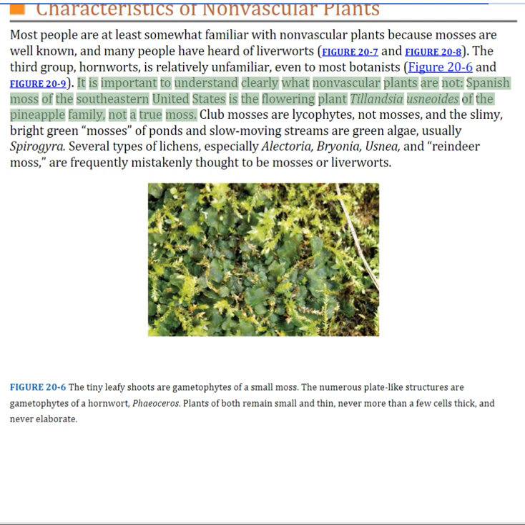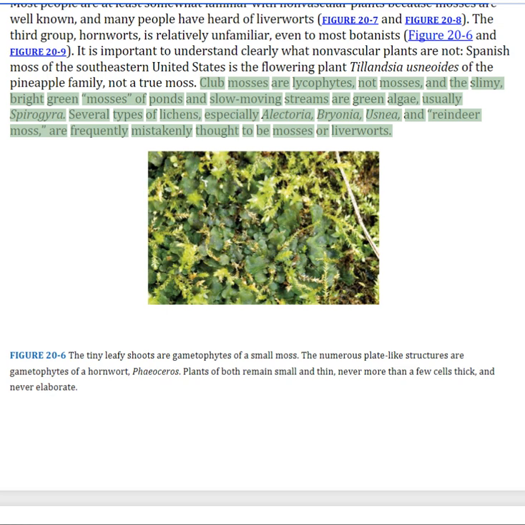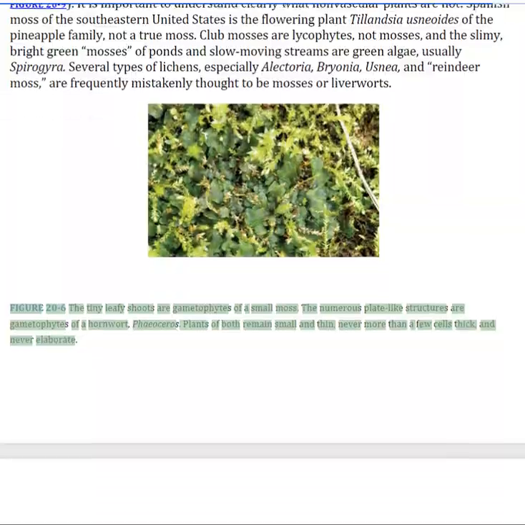Spanish moss of the southeastern United States is the flowering plant Tillandsia usneoides of the pineapple family, not a true moss. Club mosses are lycophytes, not mosses, and the slimy, bright green mosses of ponds and slow-moving streams are green algae, usually Spirogyra. Several types of lichens, especially Alectoria, Bryonia, Usnea, and reindeer moss, are frequently mistakenly thought to be mosses or liverworts.